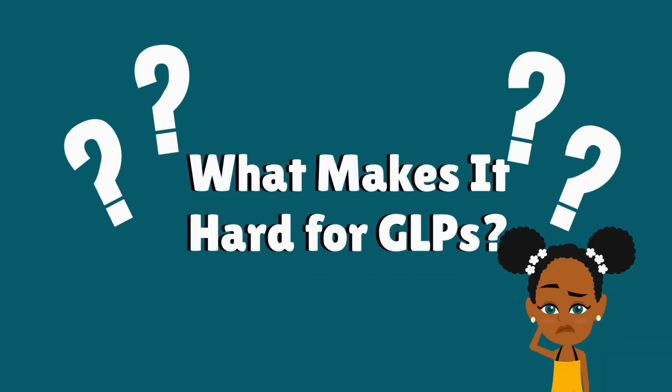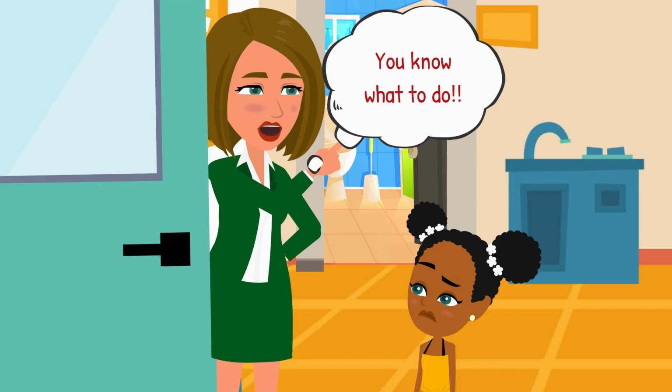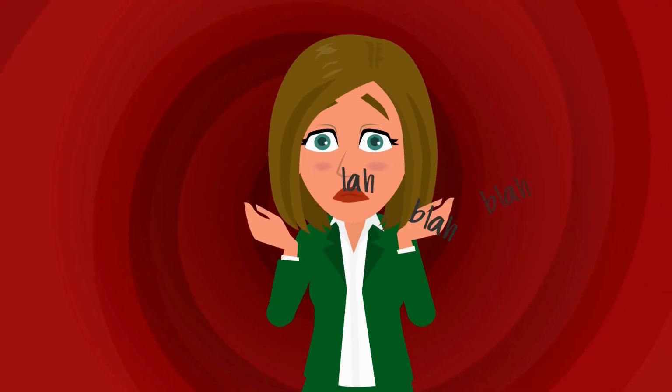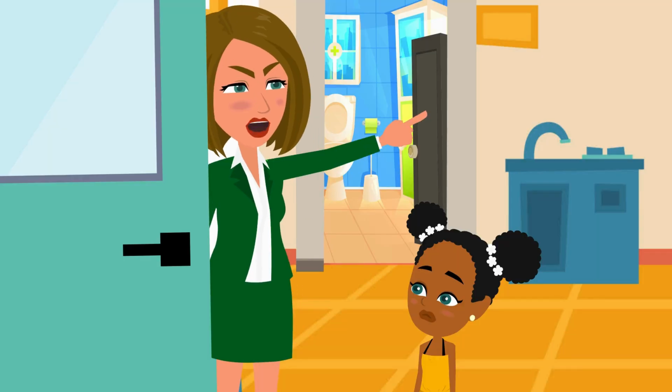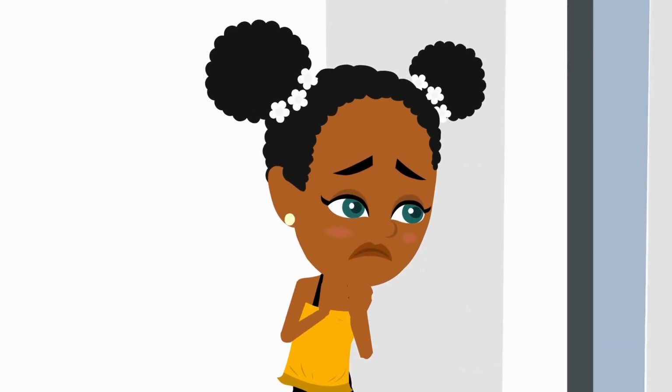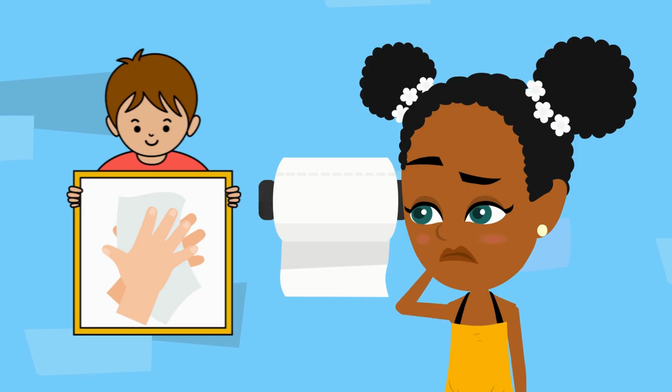What makes it hard for GLPs? GLPs often struggle with vague instructions or rush steps. Without repeated scripts and visuals, they may resist, script unrelated language, or avoid the routine entirely.